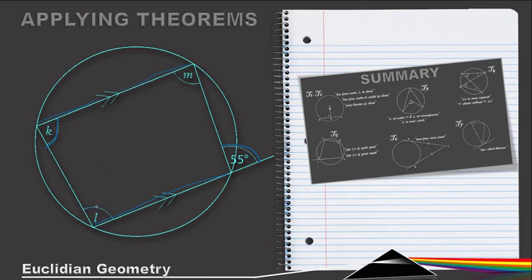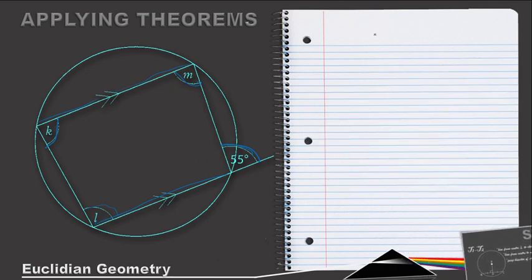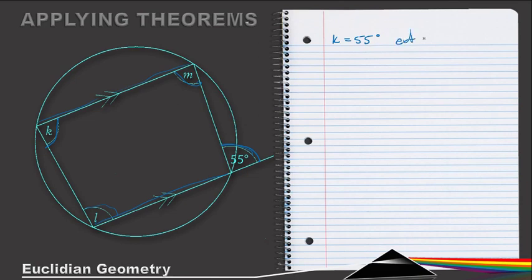And then we can use one of two methods to find M, because these two opposite angles are supplementary, or we can just use these alternate angles, which is actually a bit easier, so we'll use that. Now to get started, we know that K is equal to 55 degrees, and our reason for that is exterior angle of cyclic quad.